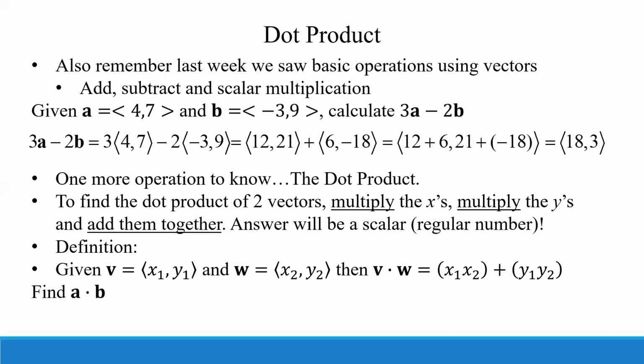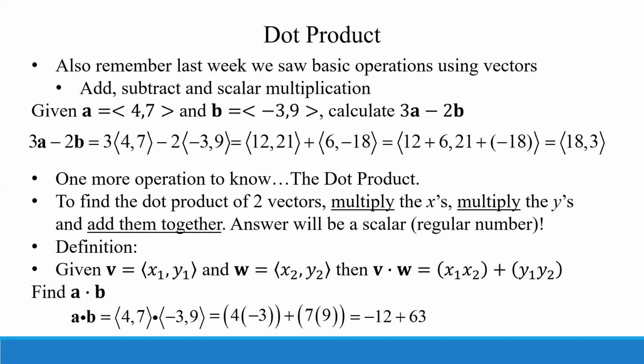Let's use our a and b up here. So let's find a dot b. So that's going to be 4, 7 dot negative 3, 9. And again, multiply the x's. So 4 times negative 3. And then multiply the y's. 7 times 9. So you got negative 12 plus 63. Add them together. 51. Boom. Dot product. Done.